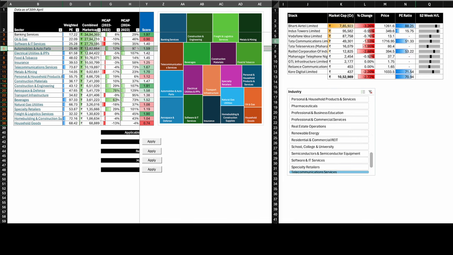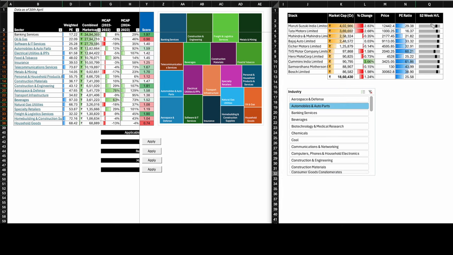Automobile and auto parts up 92% this year. There is a boom in auto right now. 12% previous year. Most stocks are near 52-week and lifetime highs. So in a bull run scenario, auto does pretty well. That is why it is among the higher recommendations.